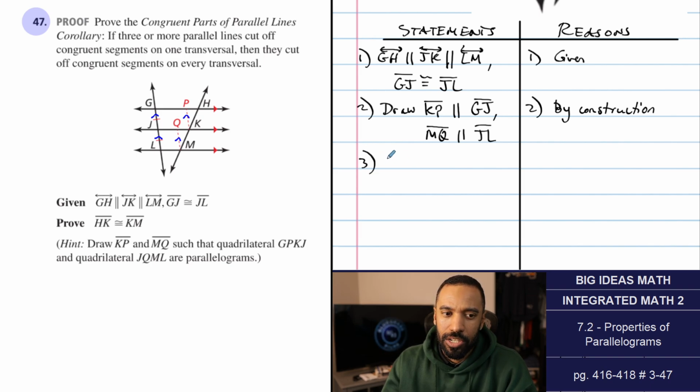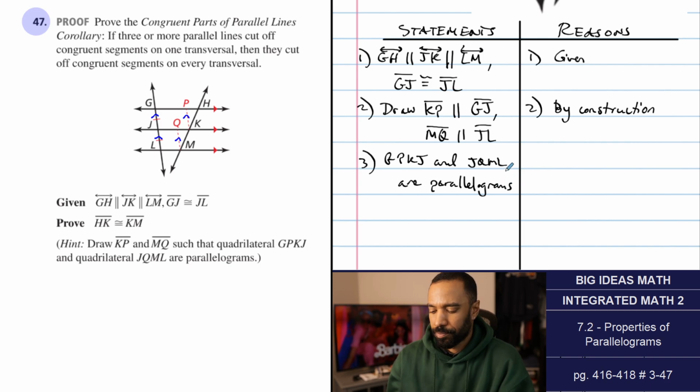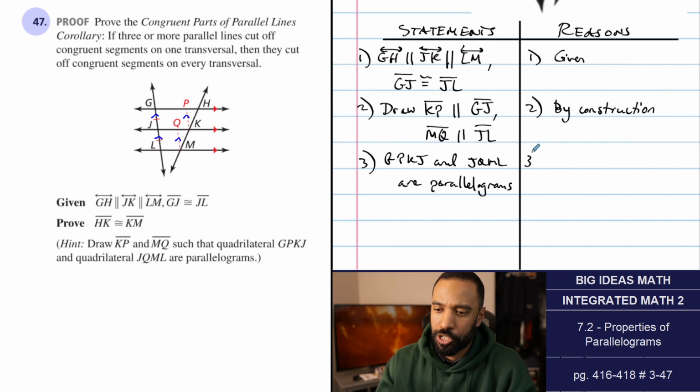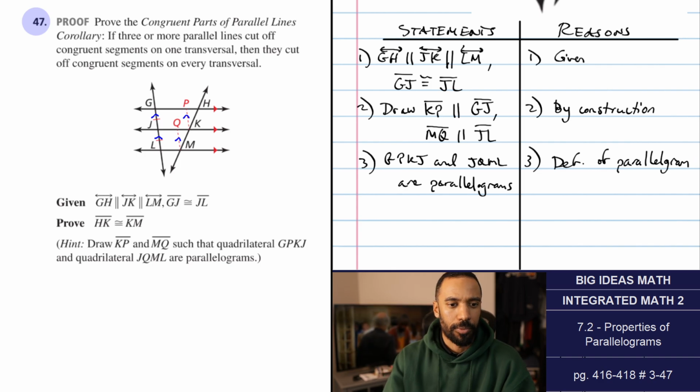Then that means GPKJ and JQML are parallelograms by definition of parallelogram. I have two sets of opposite sides. Definition of parallelogram. Okay, I built all of that for a couple reasons.